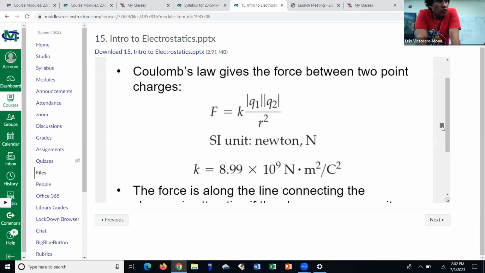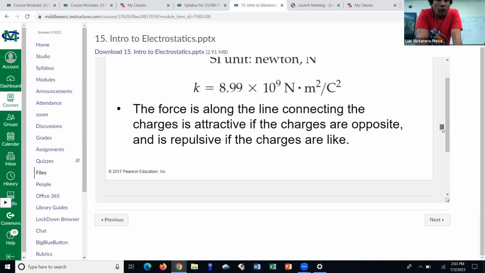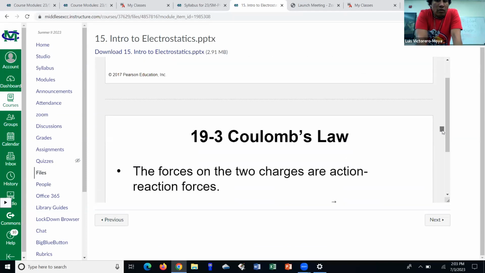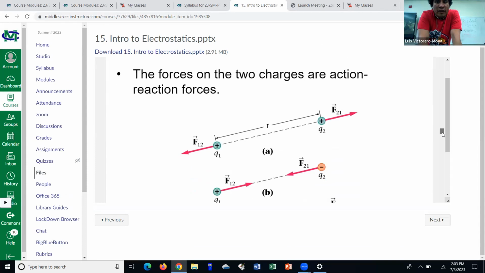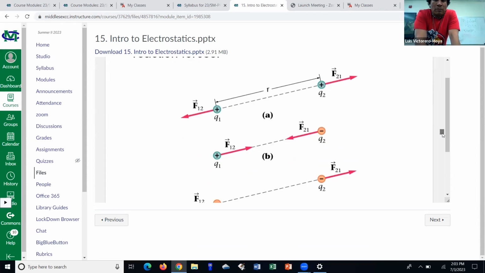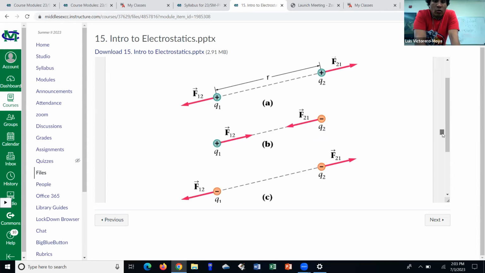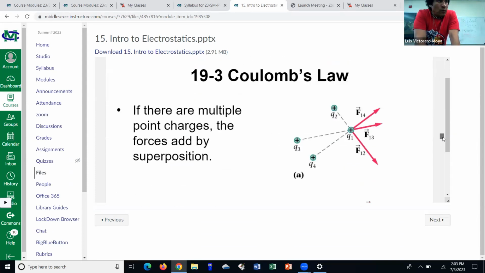So this force is a vector because you have a magnitude of the force, but also direction, depending on how the charges are placed or where they are placed. The force is along the line connecting the charges. It can be attractive or it can be repulsive. Now, if you have two charges, you may have these situations. They repel if they are both negative, they attract, negative to positive. But you may have multiple charges.